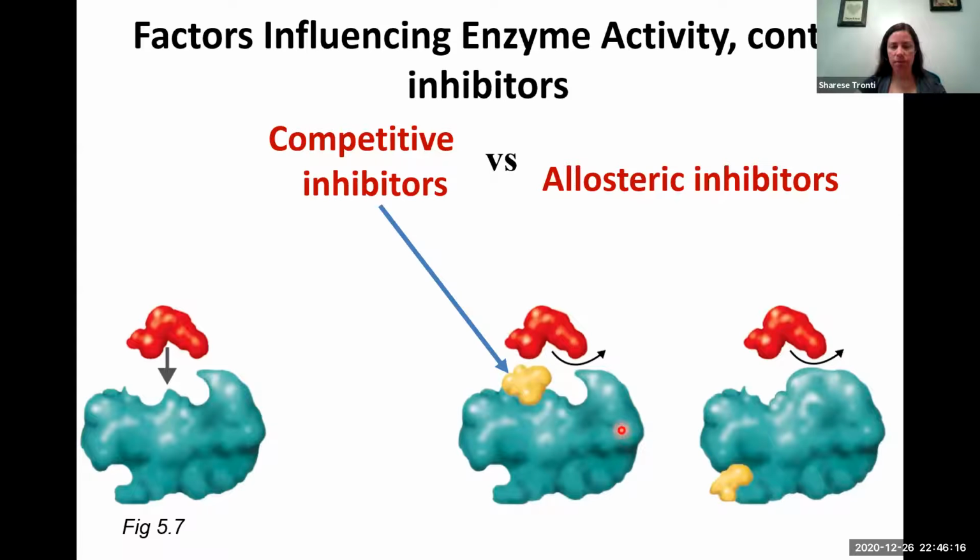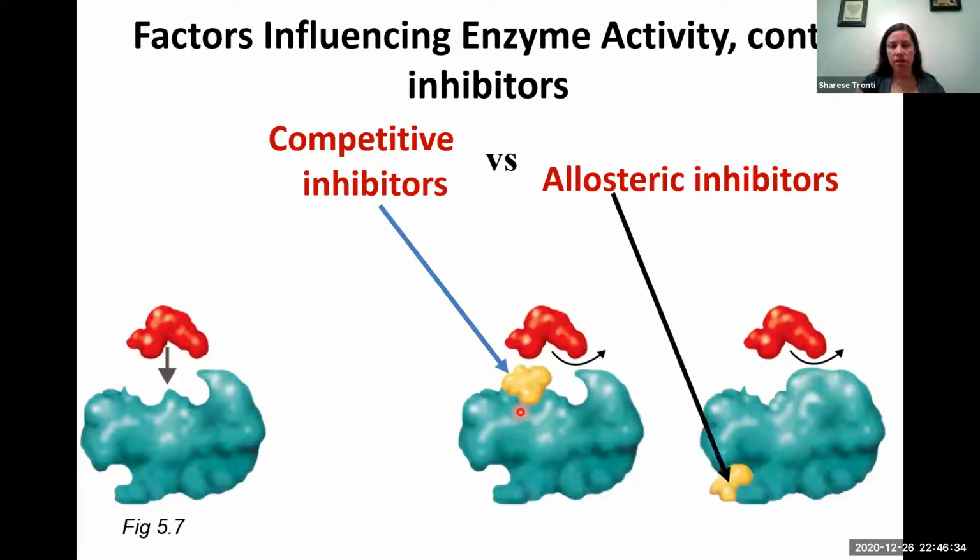So here's our enzyme in green, substrate in red. Here's a competitive inhibitor in yellow. The substrate would like to come in and bind to the active site here in the enzyme, but it can't because the competitive inhibitor has instead bound and blocked that site.